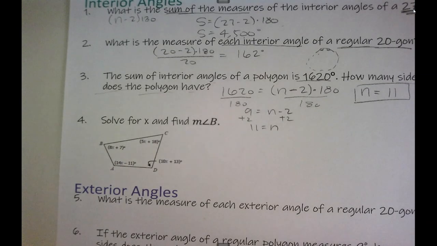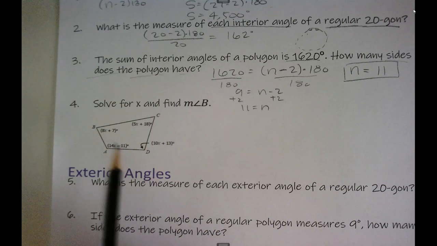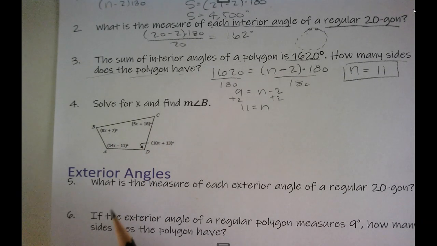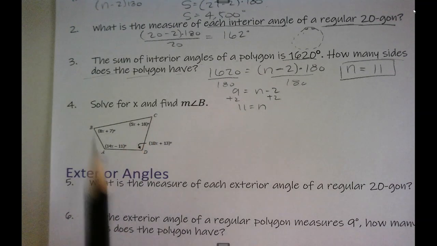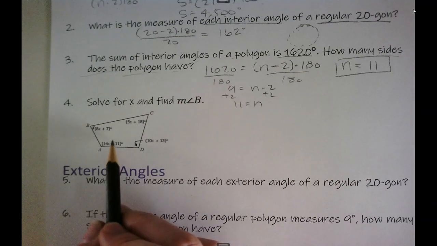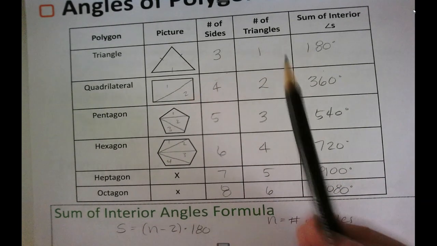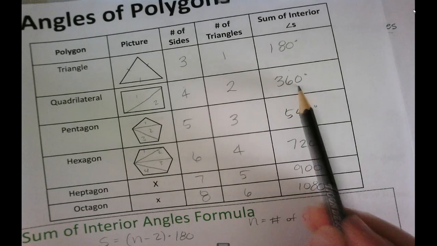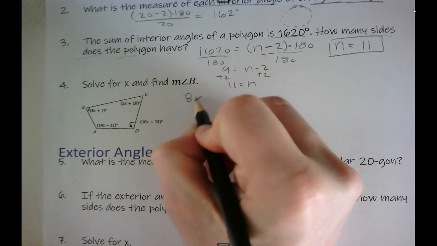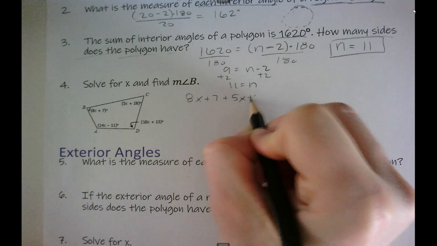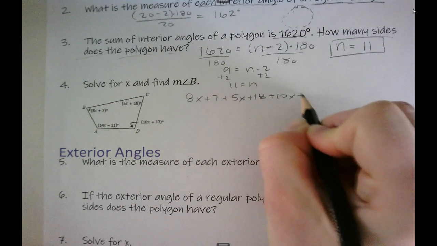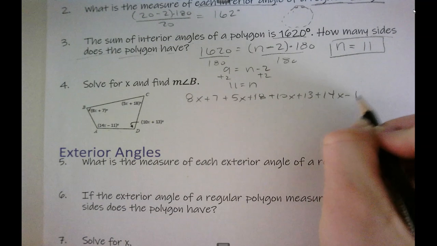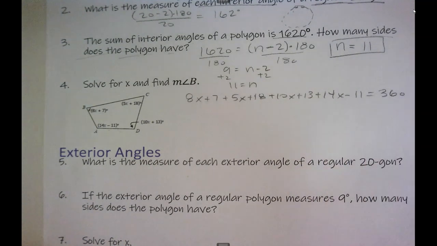All right. You're also going to see problems like this. We've got a 4-sided figure. We've got some equations for the angle, and we want to find specifically angle B, but we need to find x first. So we'll go back up to here. Our 4-sided figure, the sum is going to be 360. So this angle plus this one plus this one plus this one equals 360. So 8x plus 7 plus 5x plus 18 plus 10x plus 13 plus 14x minus 11 equals 360.